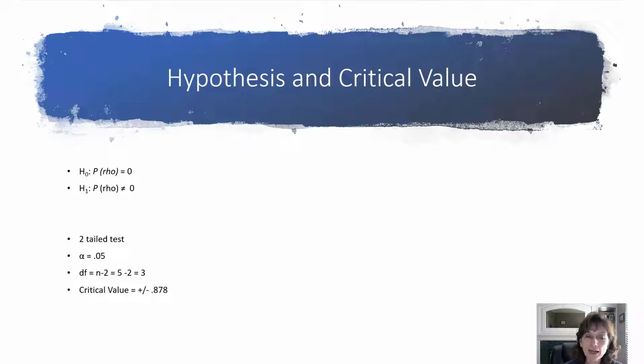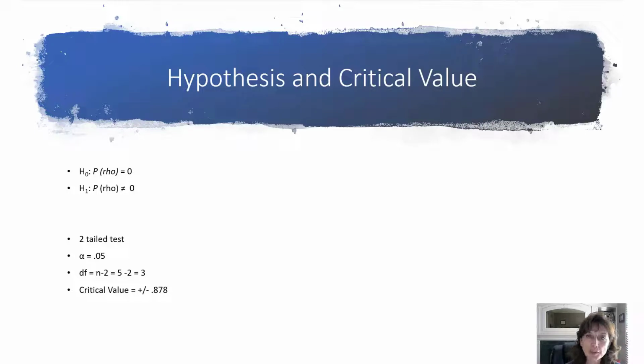If we set alpha at 0.05, our degrees of freedom, the formula for degrees of freedom for correlation for Pearson's r, is n minus 2. My sample size is 5. That's the number of participants I have. So 5 minus 2 is 3. So my degrees of freedom here are 3.